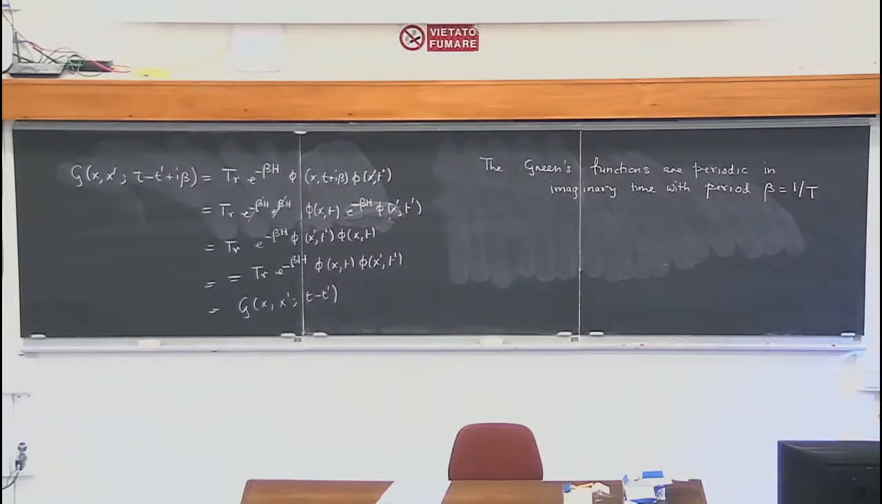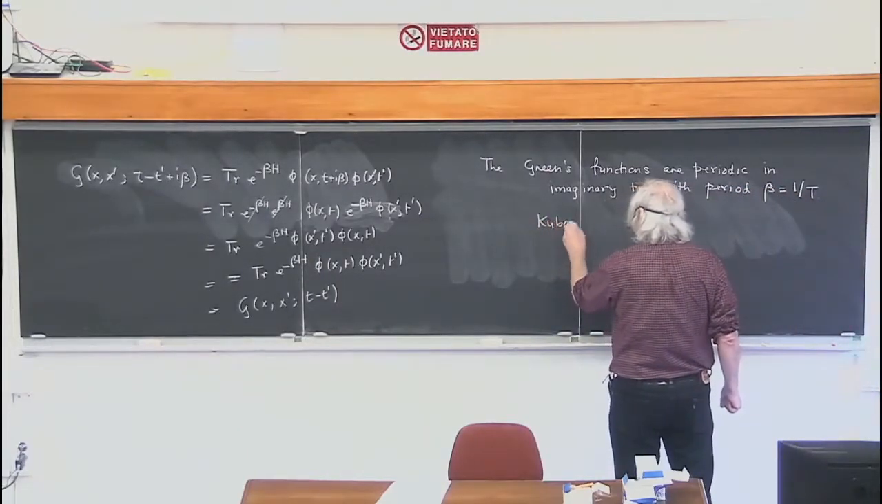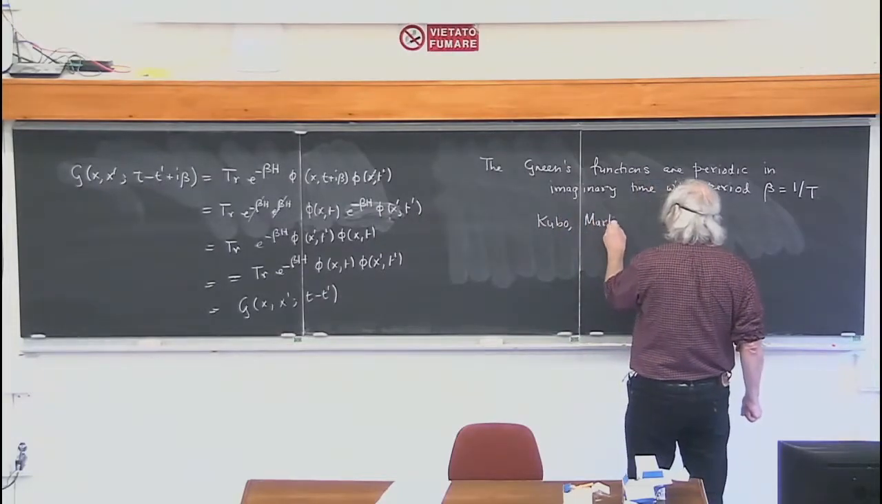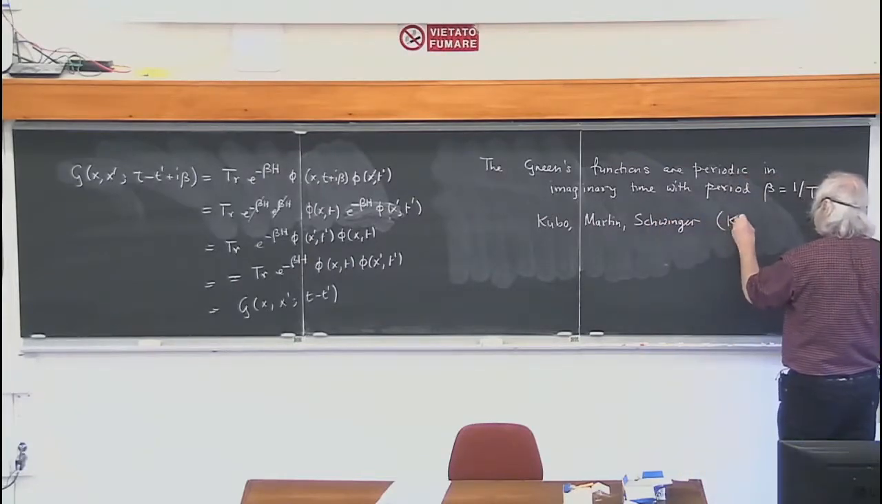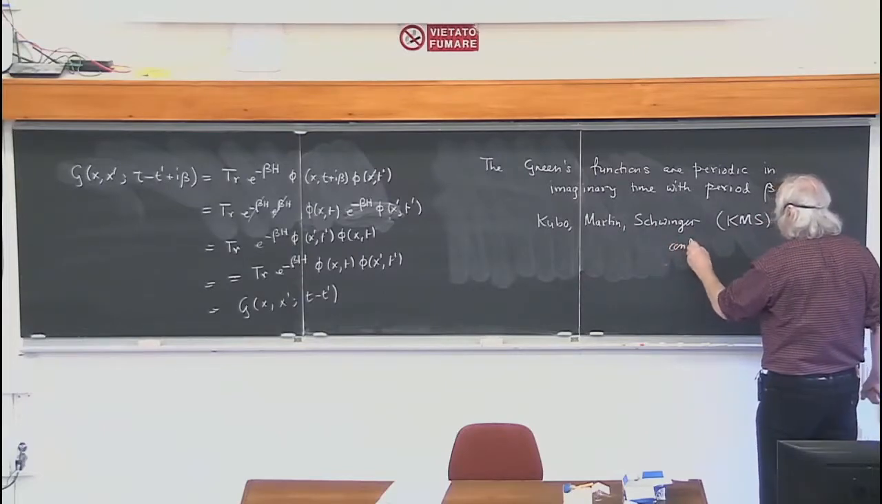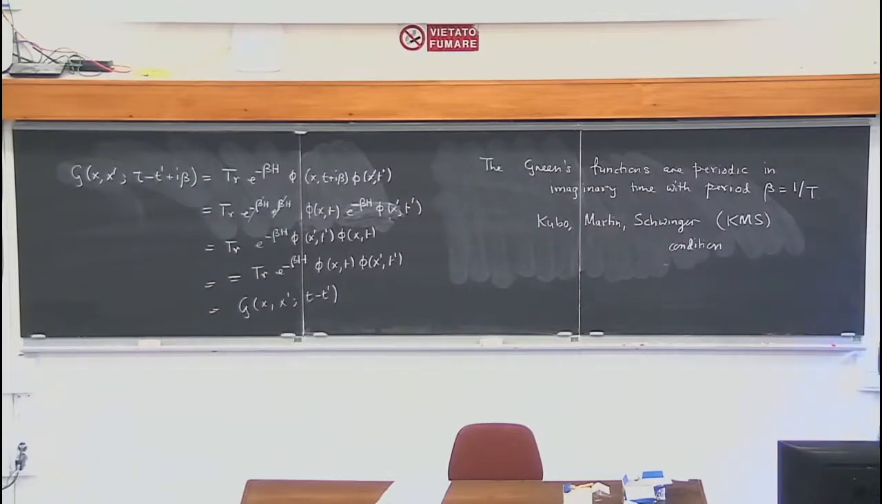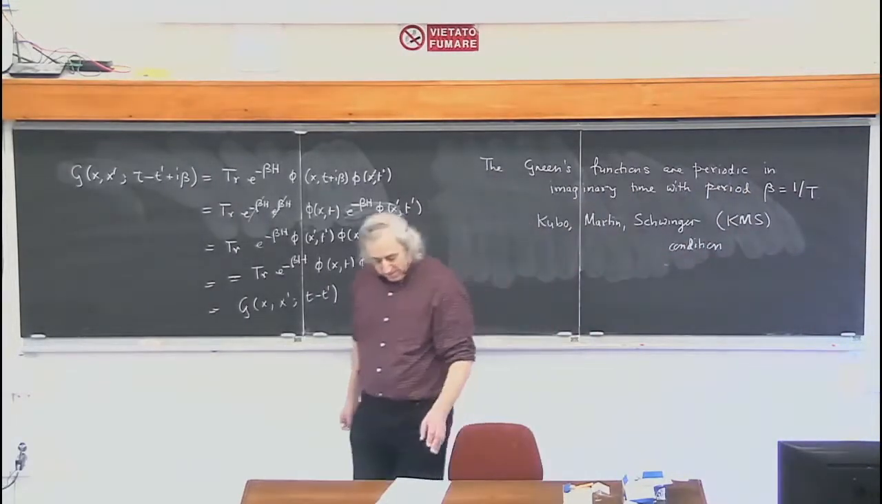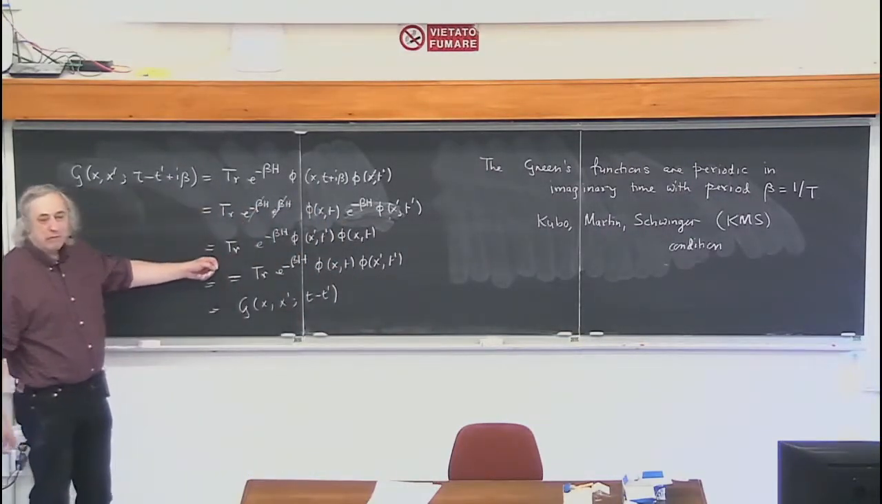This is the so-called Kubo-Martin-Schwinger condition, or KMS. And their principal contribution was to make the argument here work in the other direction, namely that if the Green's functions were periodic in imaginary time in this way, they must have been computed in the canonical ensemble. Proof of that is rather difficult, but essentially it's how you go about reversing this process.